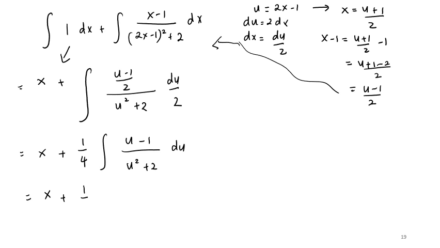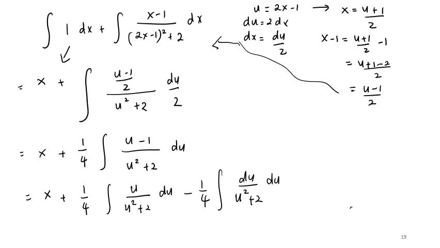x plus 1 over 4 and integrate u over u squared plus 2 du, plus 1 over 4, or just minus here, du over u squared plus 2 du. Okay, or maybe I'll just continue on the next slide because it looks messy.